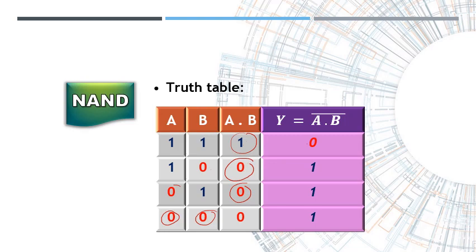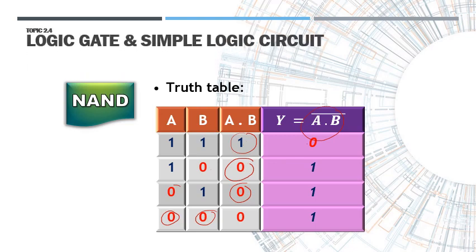For N, not and, right? So this is the truth table for and not and. Do you understand? Okay, not or. Not or.